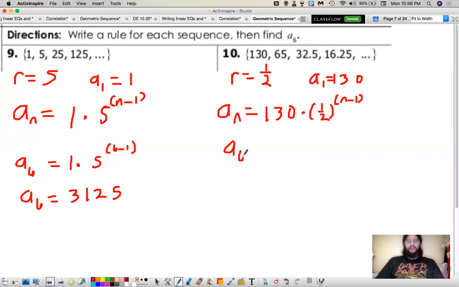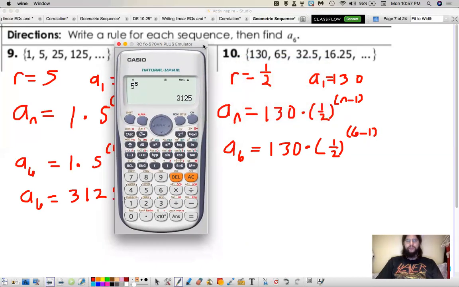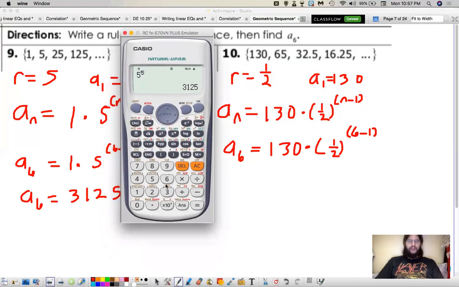We need A6, so let me write it out first and then I'll type it in. And you don't need to do any simplification in your head, you can just type it in a calculator just like this, and it'll perfectly fine pop out the answer for you. If you do simplification in your head, don't screw up.